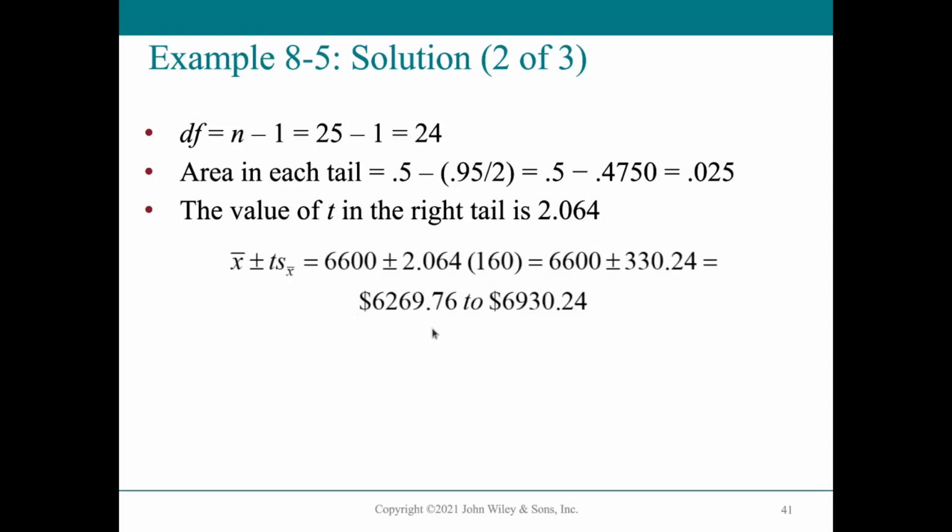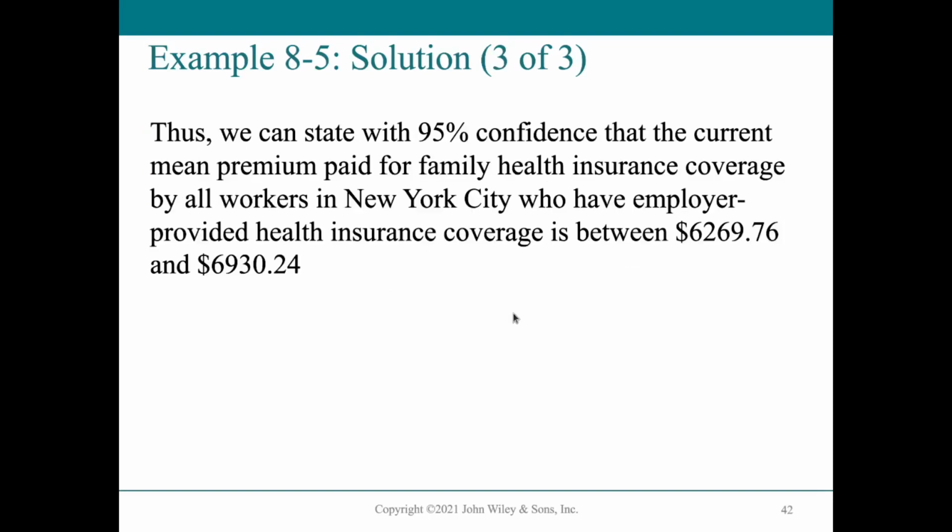So our confidence interval: we are 95% confident that the mean, the average amount, falls between $6,269.76 and $6,930.24. So the statement of the answer is: I can state now, with 95% confidence, that the current mean premium paid for family health insurance coverage by all workers in New York City who have employer-provided health insurance coverage is between $6,269.76 and $6,930.24.